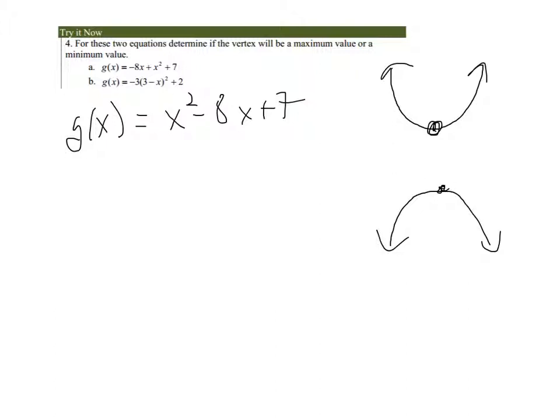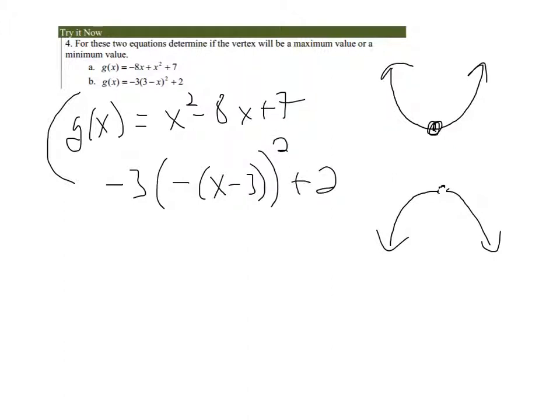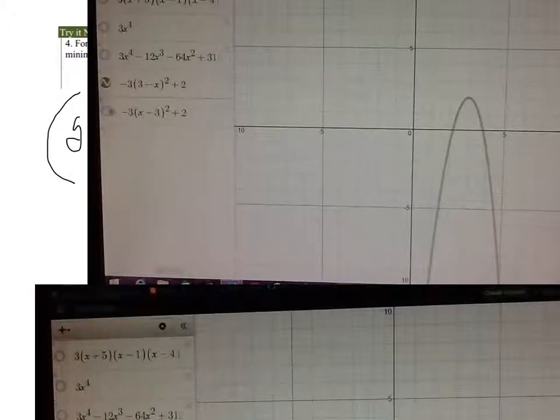If you take a look at B, let's do B first, since that's written in vertex form. The one issue with part B is it's 3 minus x. So we could rewrite that as negative x minus 3, squared, plus 2. Now, this reversal means that it's been reflected around the y-axis. However, since these parabolas are symmetric, that reflection doesn't really matter, and I'll show you why algebraically in a second.